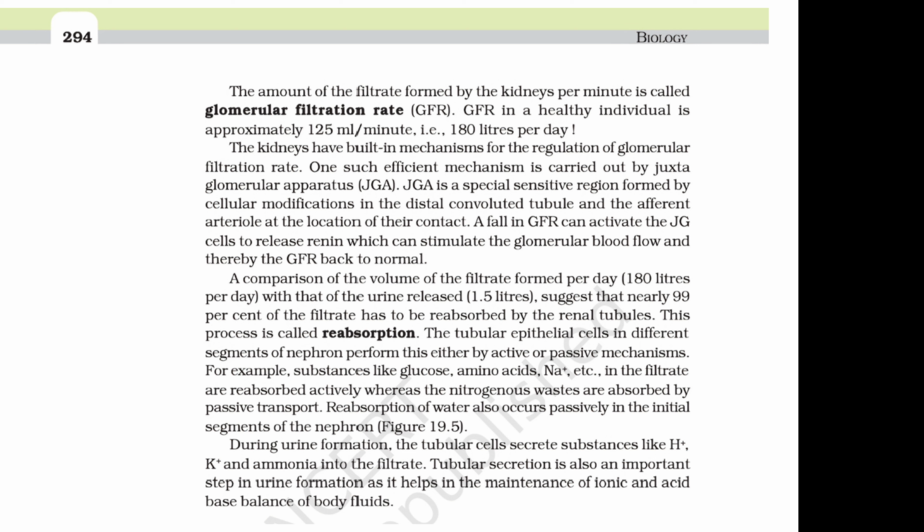One such efficient mechanism is carried out by the juxtaglomerular apparatus, JGA. JGA is a special sensitive region formed by cellular modifications in the distal convoluted tubule and the afferent arteriole at the location of their contact. A fall in GFR can activate the JG cells to release renin, which can stimulate the glomerular blood flow and thereby bring the GFR back to normal.